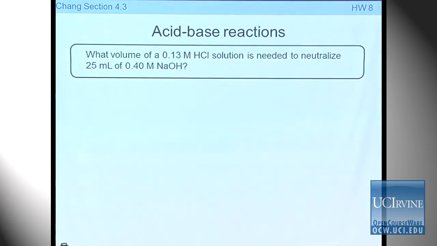All right, so let's do a little calculation with this kind of neutralization reaction. So let's say I have, just like the movie, NaOH, sodium hydroxide in a beaker. And you have 25 milliliters of that stuff, and the molarity is 0.4.